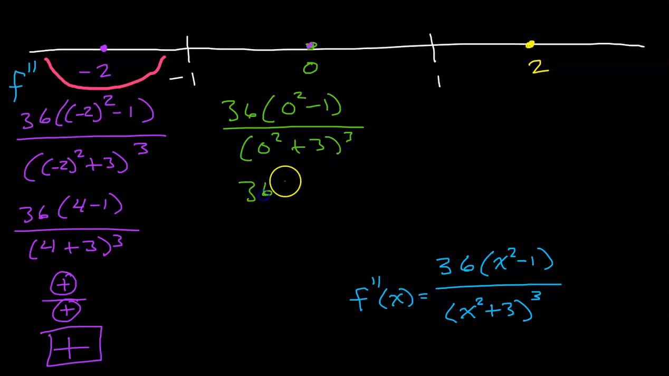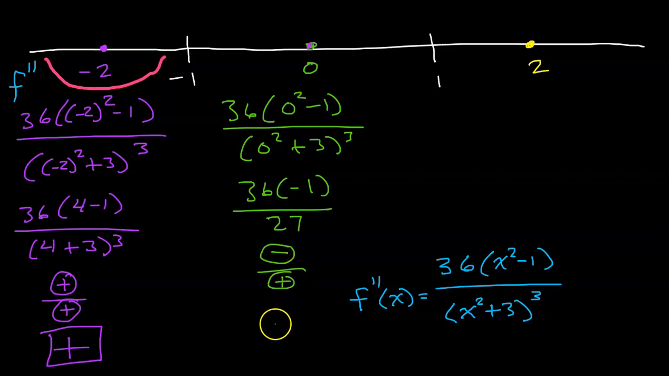So this will be 36 times -1, right? The 0 just kind of goes away, over, and this will just be 3 to the third power, so this will just be 27. So we're going to have a positive, 36 times -1 is a negative. So we're going to have a negative divided by a positive. So that is going to be a negative result, which means that the graph will be concave down in this interval.